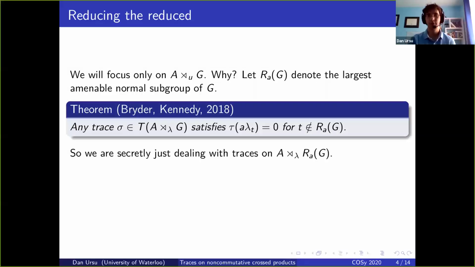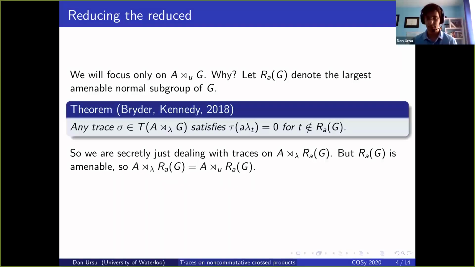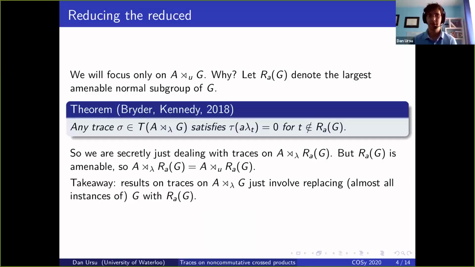So in other words, as I mentioned, we're just dealing with traces on the cross product with the amenable radical, but the amenable radical is, well, amenable. So the reduced cross product and the universal cross product coincide. So really what this tells us is that more or less any result we get on the universal cross product for the reduced one is just going to involve replacing G with the amenable radical where appropriate.